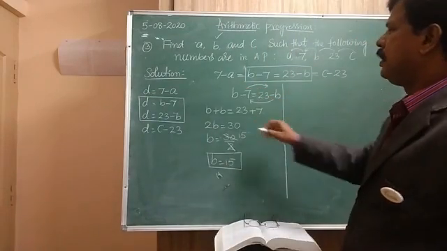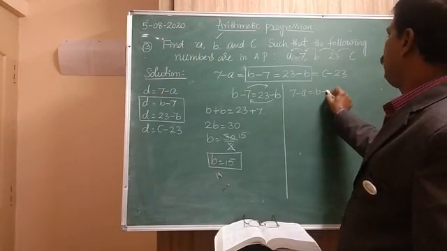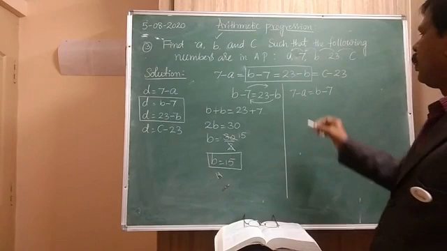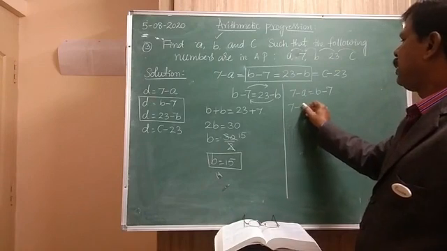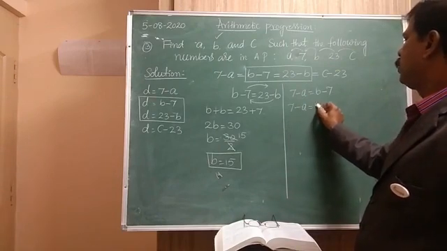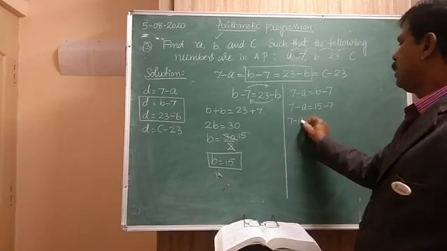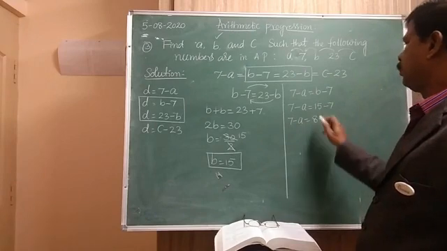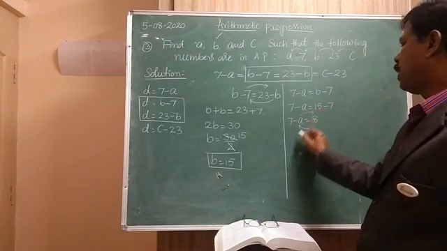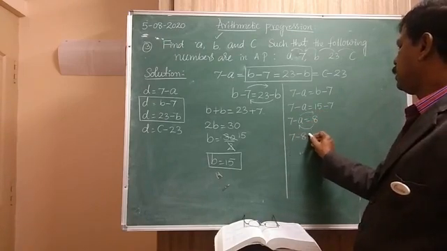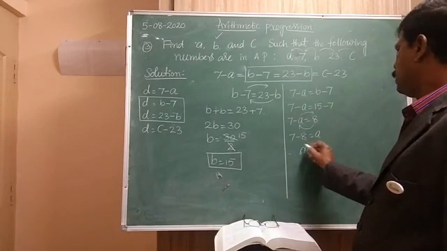So I'm taking this: 7 minus A is equal to B minus 7. Now shift this to this side, or substitute the value of B. 7 minus A is equal to 15 minus 7. Then 7 minus A is equal to 8, since 15 minus 7 is 8. Then shift this to this side: 7 minus 8 is equal to A. Therefore, A value is minus 1.